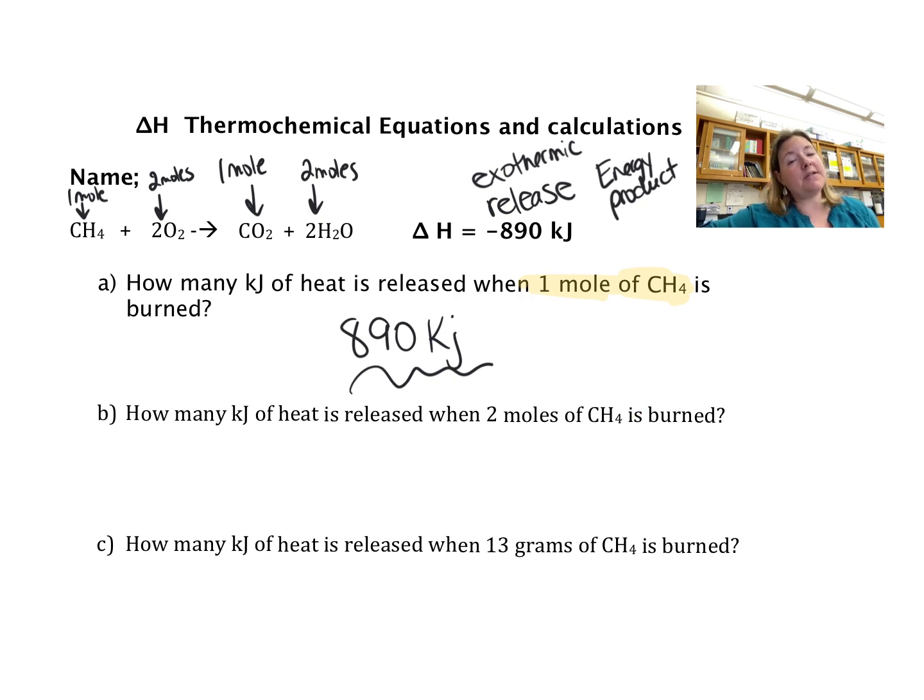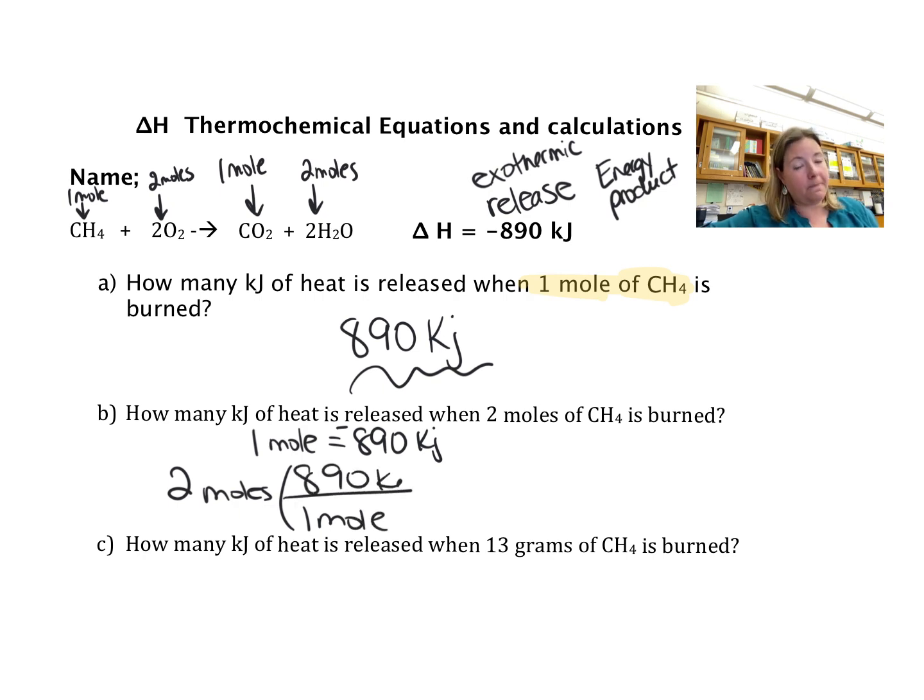Now, letter B says, well, what if I burn 2 moles of CH4? Now remember, the balanced equation, there's no number in front of the CH4. So 1 mole is going to make 890 kilojoules of energy. So how much would 2 moles make? Well, we would multiply 2 times the 890 kilojoules for every 1 mole. That means that we would release 1,780 kilojoules of energy.